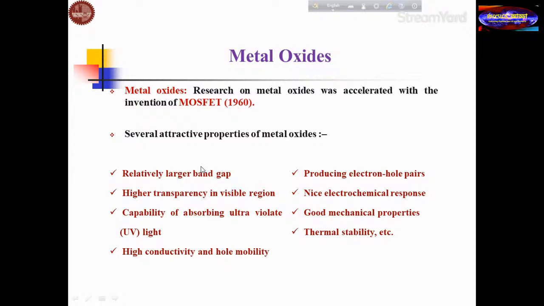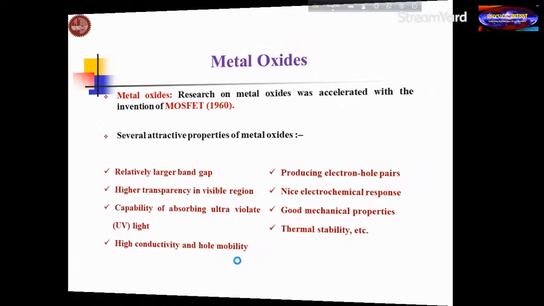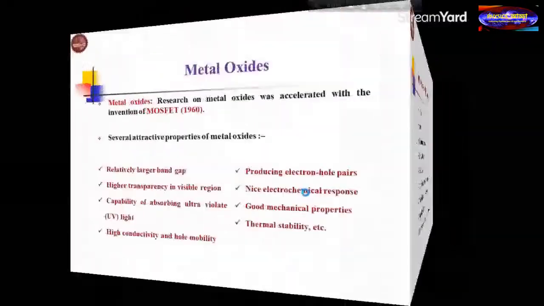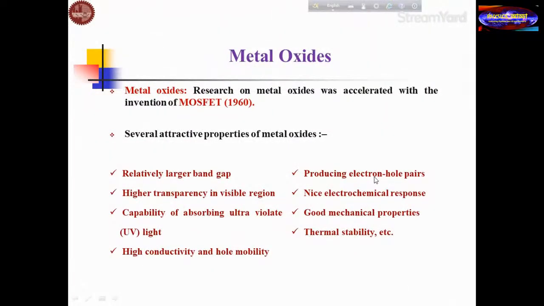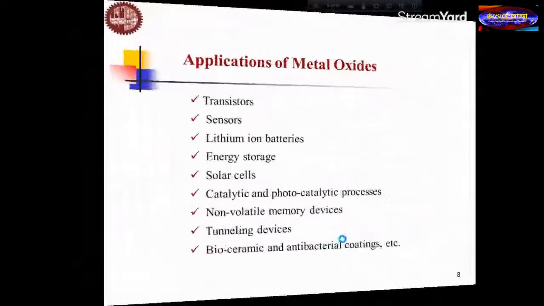The special attractions of these metal oxides are that they have a relatively larger band gap, higher transparency in the visible range, capability of absorbing ultraviolet light, high conductivity and hole mobility. Again, they produce electron-hole pairs, have nice electrochemical response, good mechanical properties, and also thermal stability. These special characteristics give these metal oxides potential applications.